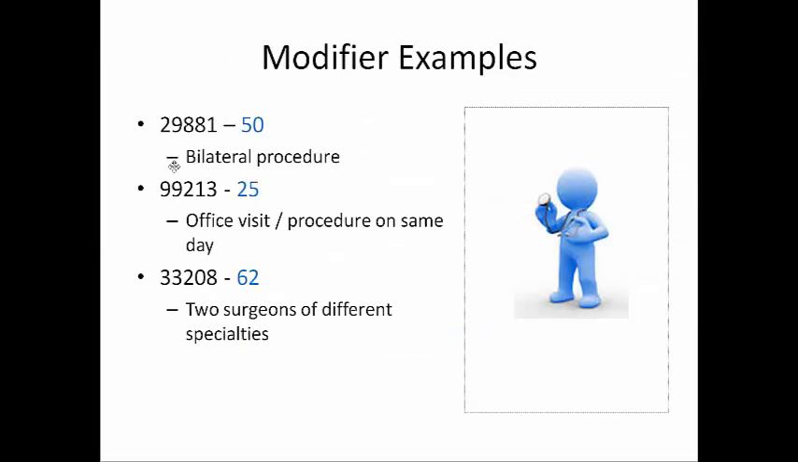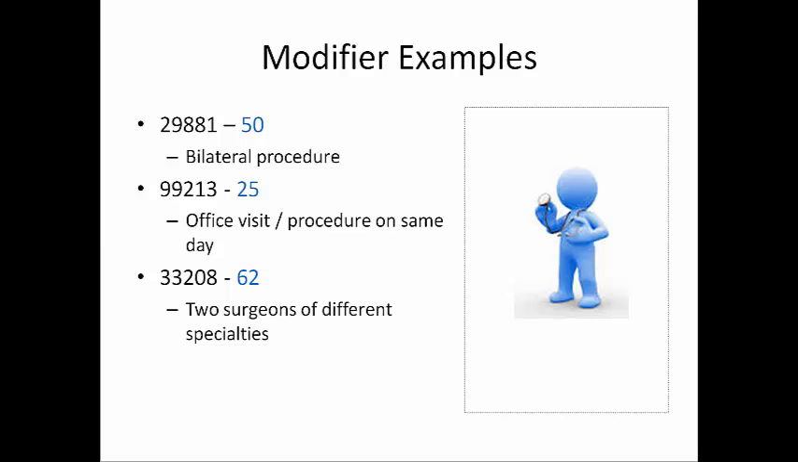And here's just a few examples. So let's say they did a 29881 bilaterally. So we're going to code 29881 with a 50 modifier. Here's an office visit, and they had a procedure on the same day, so we would append that 25 modifier to the office visit. Here is where there's two surgeons of different specialties that are doing the same procedure. They're each going to code the CPT code with a 62 modifier, so they both get credit and reimbursement for that.